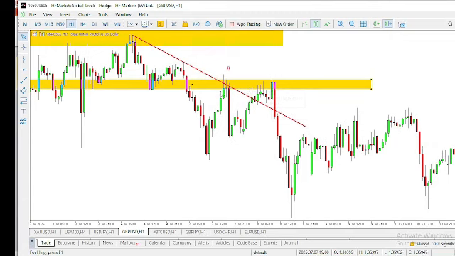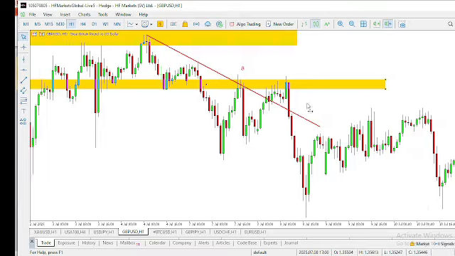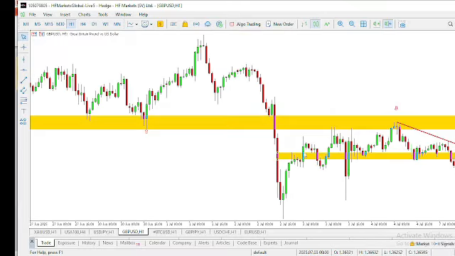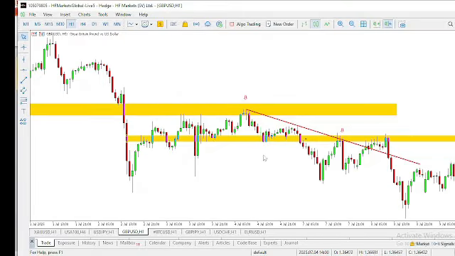And then look at it again. On the same zone, I'm having a long-legged doji here. I'm having a gravestone doji here. And the price is still going down. So don't forget, some of you are missing the assignment, as I'm coming back to repeat this again.